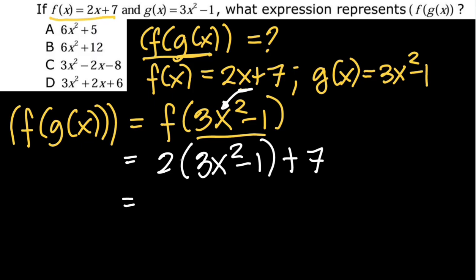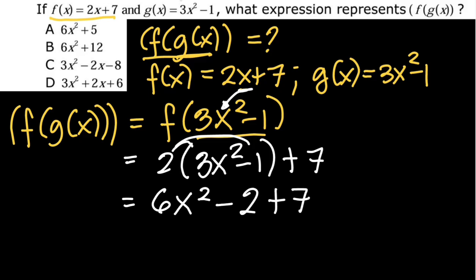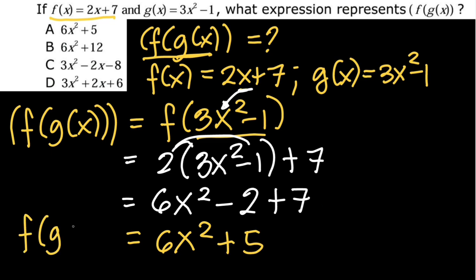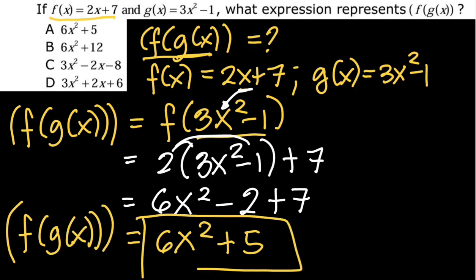Then we simplify this. We distribute 2 to 3x squared minus 1. Then 2 times 3x squared is 6x squared, minus 2 times 1 is 2, plus 7. And then we group like terms. So this is 6x squared, negative 2 plus 7 is positive 5. Therefore, f of g of x is just equal to 6x squared plus 5. So the answer here is letter A.